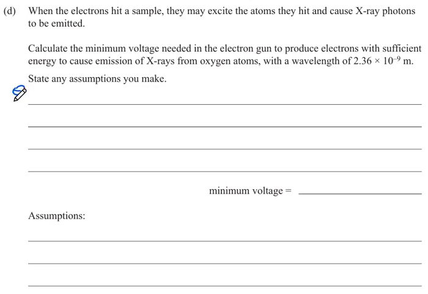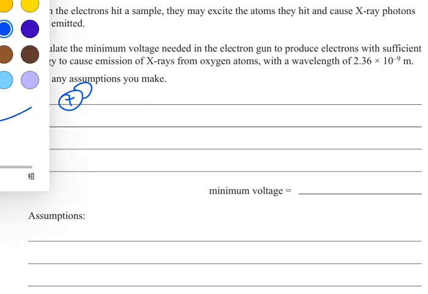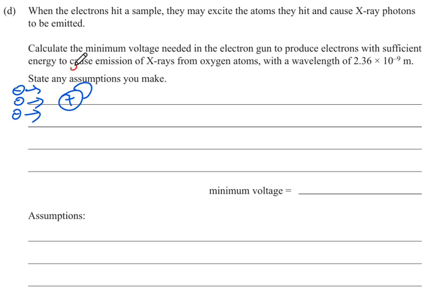right? The electrons hit a sample. They have kinetic energy, right? And they hit some sample. Now this sample is also an atom, right? So it has its own nucleus, and of course if it's got its own nucleus. Now let's use another color.